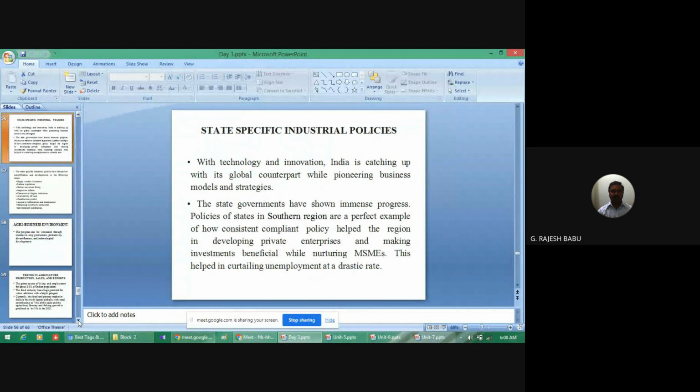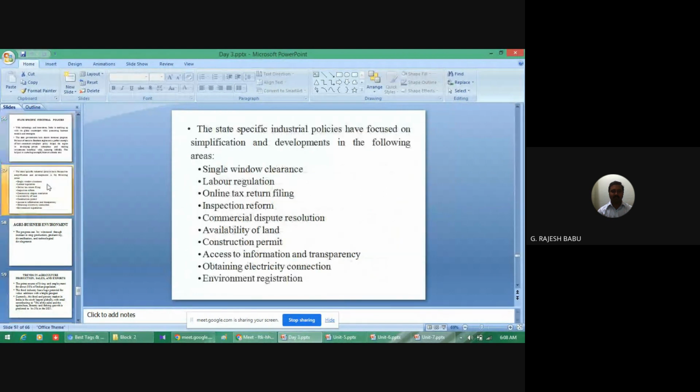State-specific industrial policies have focused on simplification and development of the following areas. One is single window clearance, labor regulations, online tax return filing, inspection reform, commercial dispute resolution, availability of land, construction permit, access to information and transparency, obtaining electricity connection, environment registration.